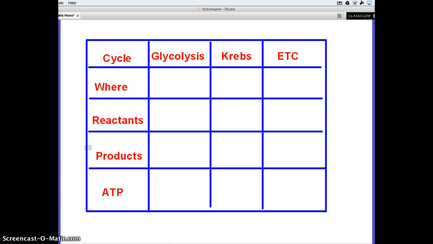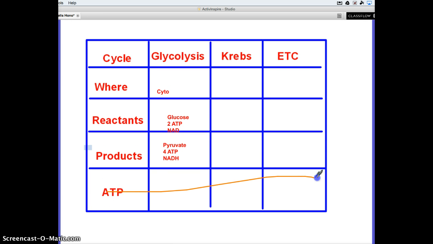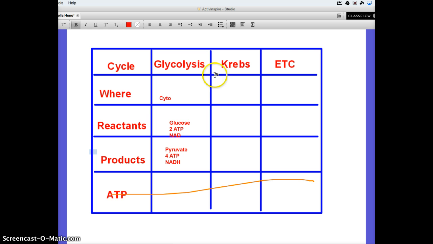All right, so we're skipping that slide. We're looking here. If we're going to fill in this chart, again, it's going to be the same things. Let's try to do it. Where? Cytoplasm. Reactants. You should know these already. Glucose, 2 ATP, NAD. Products. 4 ATP, NADH. I'm going to put pyruvate first, okay? So I'm just repeating the same thing over and over again. And the ATPs we could just scratch out because we're putting it already. All right. Next, where?